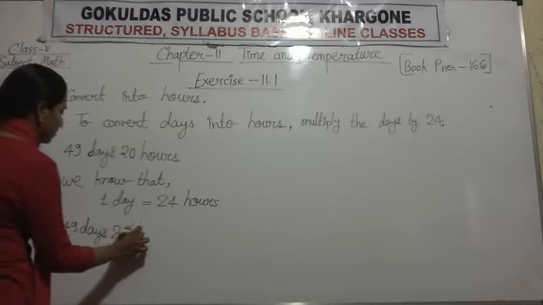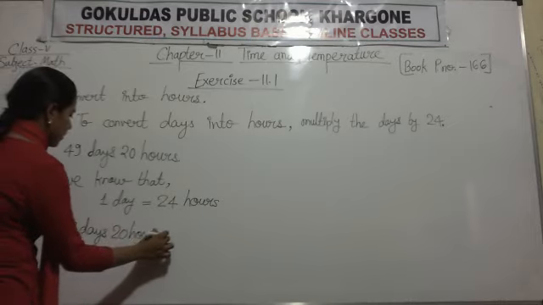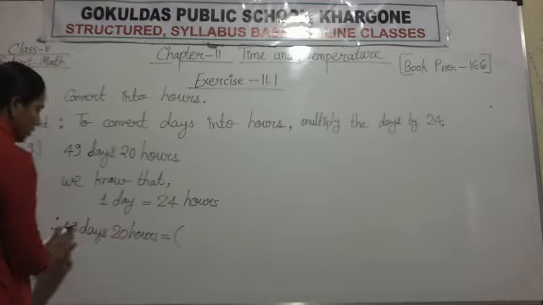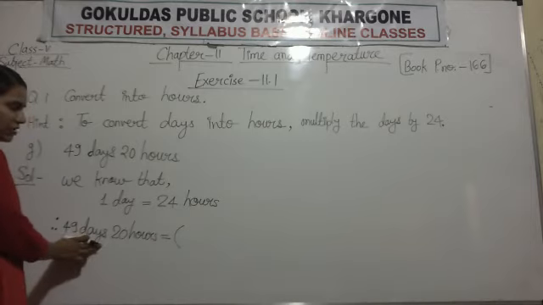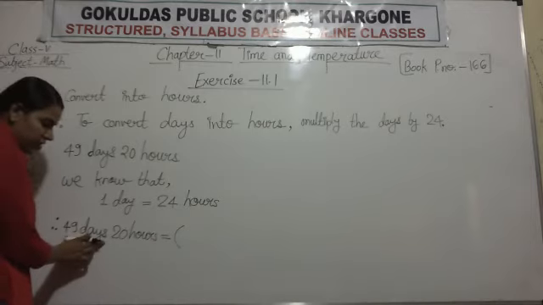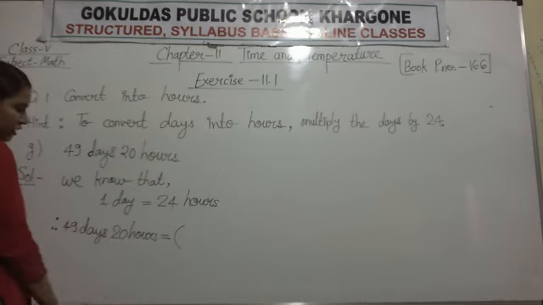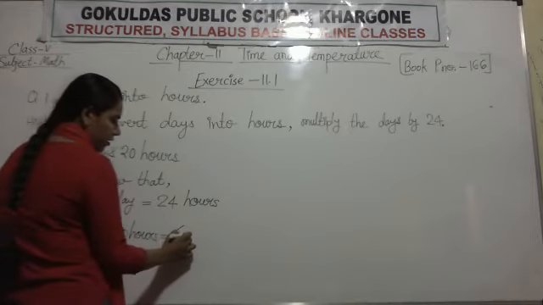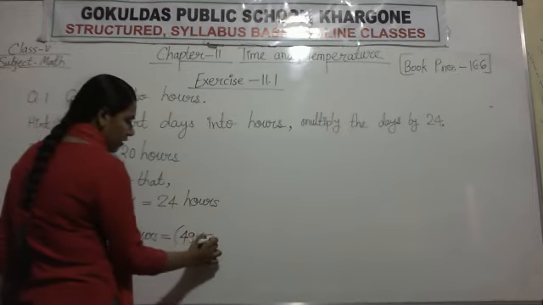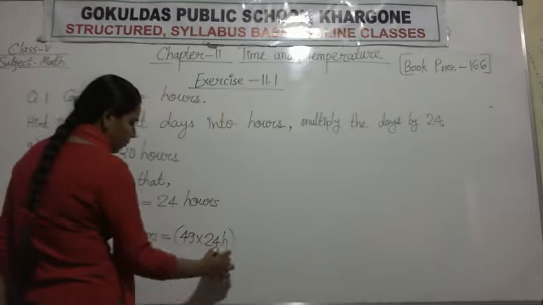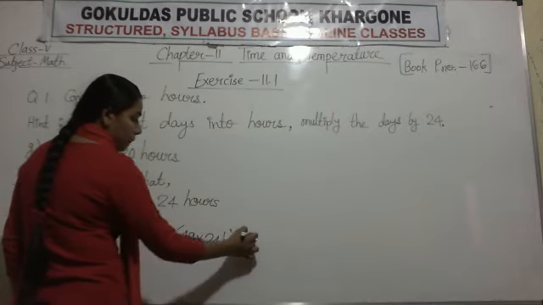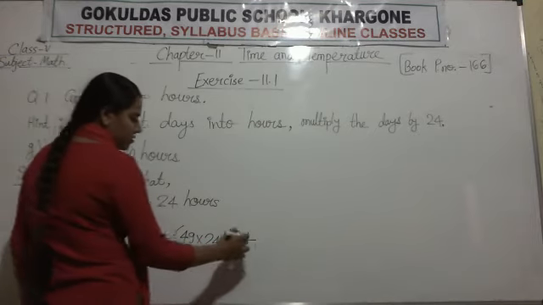20 hours is equal to, bracket open, we are just converting 49 days into hours. To convert days into hours, we have a hint. What is the hint? Multiply day by 24. So we will multiply this 49 with 24. 49 multiplied by 24 hour, bracket close, plus 20 hours.